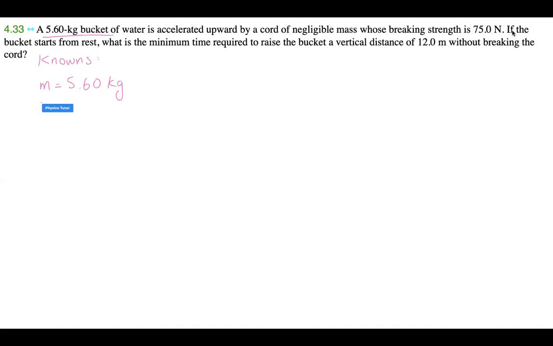So let's say Ft. Actually, you know what? I shouldn't use T because T is usually used for tension. So I'm just going to go ahead and say F, let's do string or cord. Actually, that's a good one. There's usually no FC. So FC is equal to the breaking strength of the cord, right? So the breaking strength of the cord is 75.0 newtons.